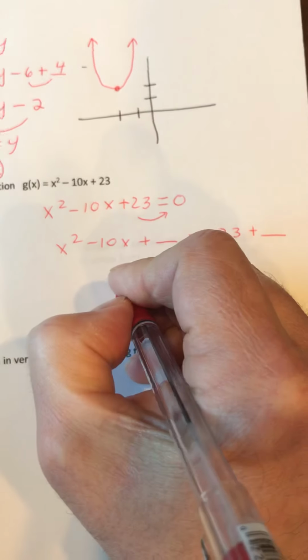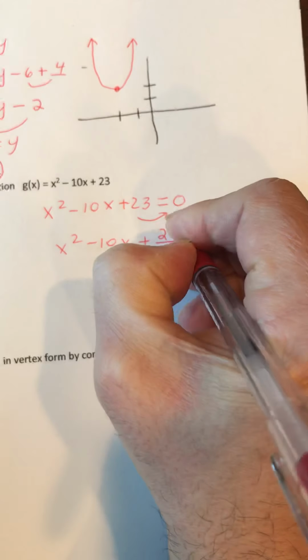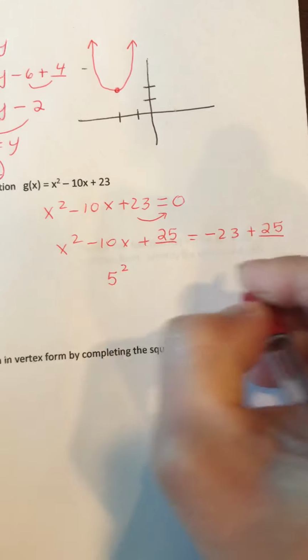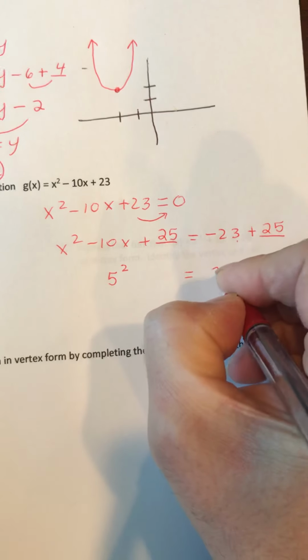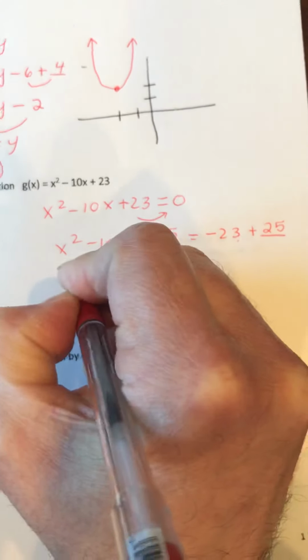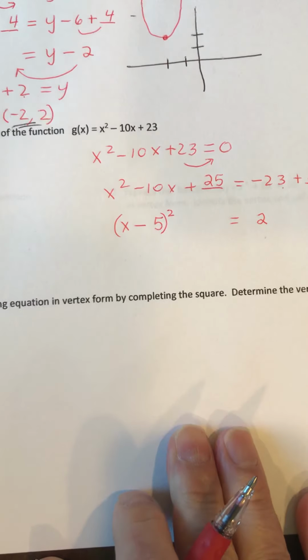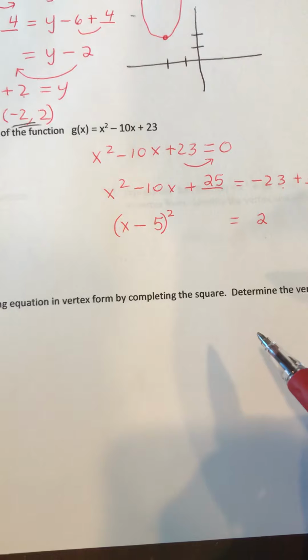We're going to take half of 10, which is 5, and square it. We're going to get 25. That's what we're going to add to both sides. On the right side, we're going to combine. We're going to get positive 2. On the left side, we're going to bring down the minus, bring down the x, and put it in parentheses. If we were doing vertex form, we would swing the 2 back over and make it y equals.